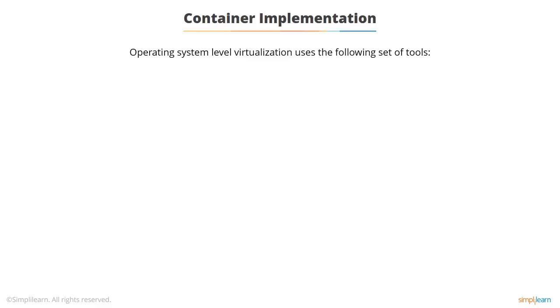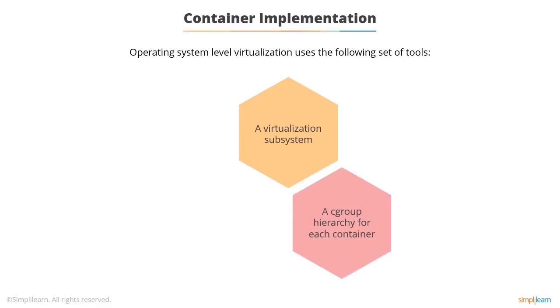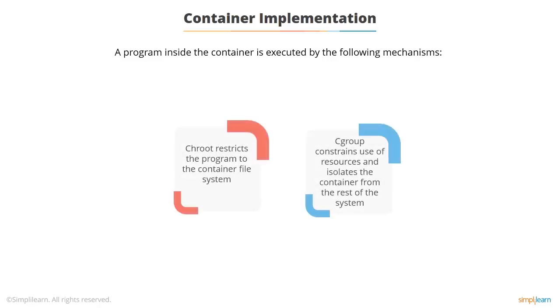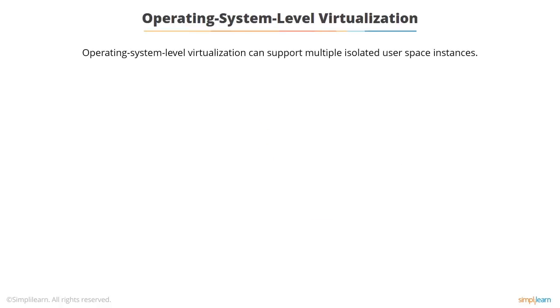For the virtualization, you require a set of tools. You need the virtualization subsystem to manage it. You have to create a control group hierarchy for each container, and then mount the container into the regular file system, and then run a program, using the chroot mechanism plus the control groups to restrict it. And that's basically what it's all about. So the containers are jails. They're a little overhead as the kernel implements the container effectively.